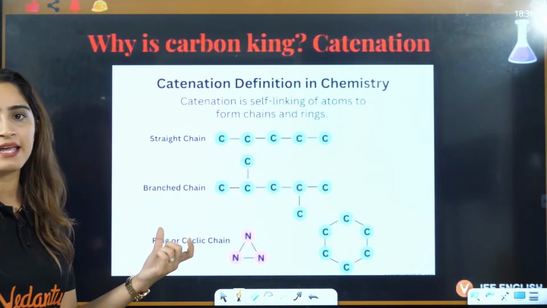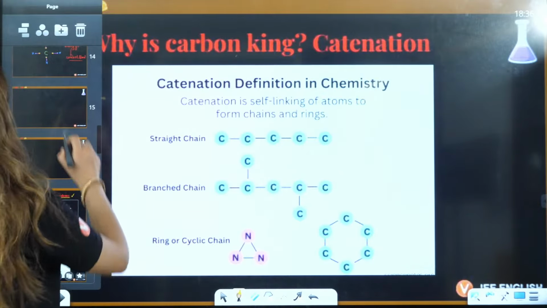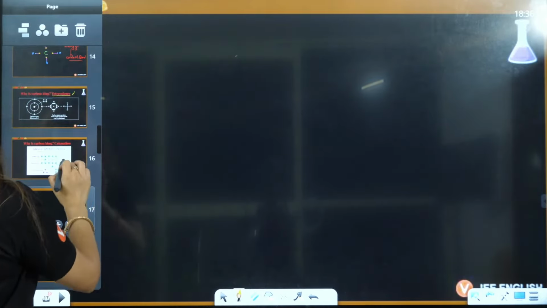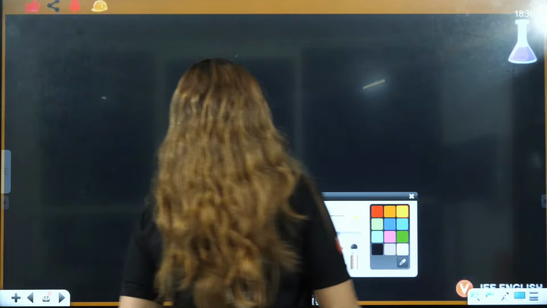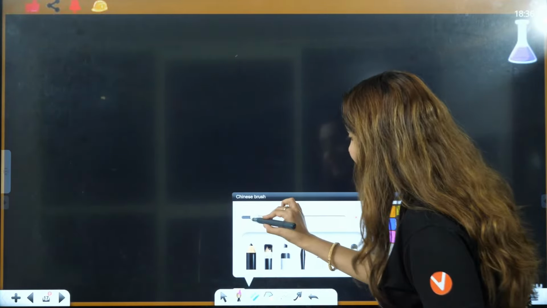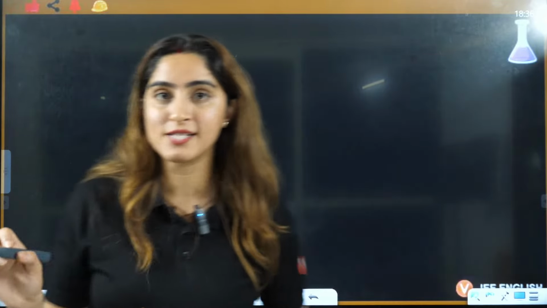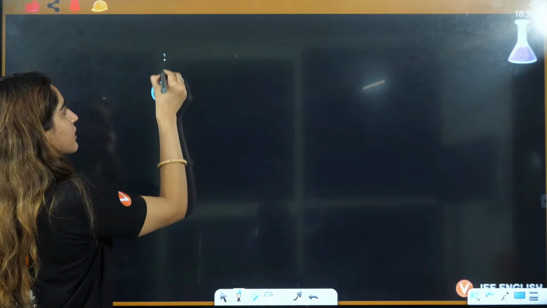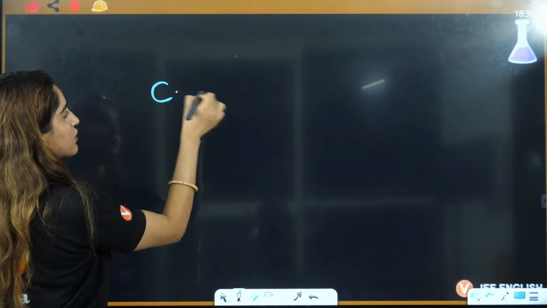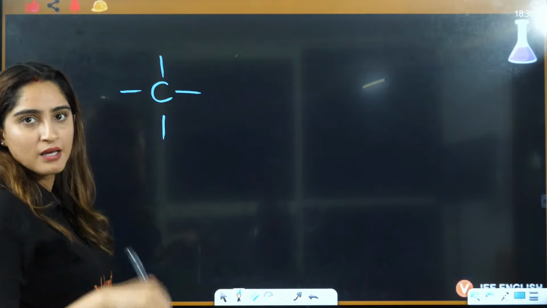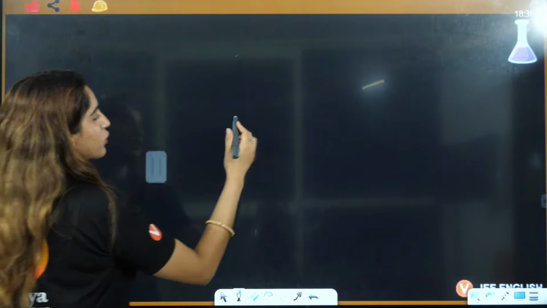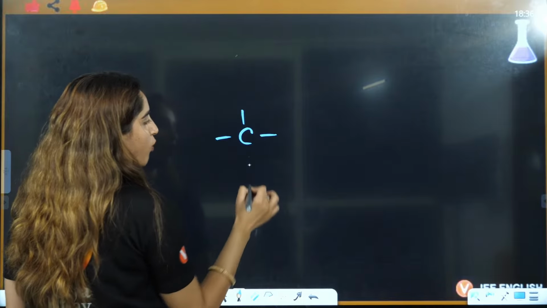Now, the next thing is its property of catenation. I love to teach students with the help of my notes as well, because I know when I draw, they find it better for understanding. So students, let's say this is one carbon. It wants to make 4 bonds, right? I'll start with the center. This is carbon, it wants to make 4 bonds.